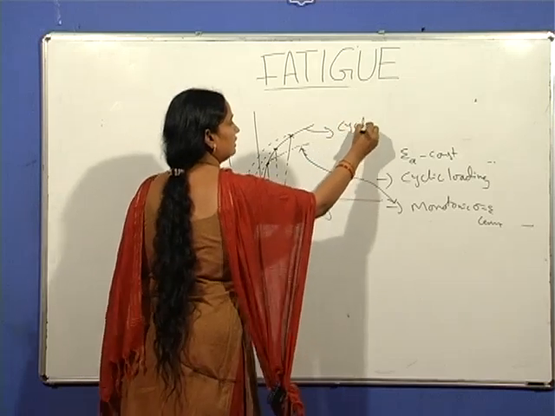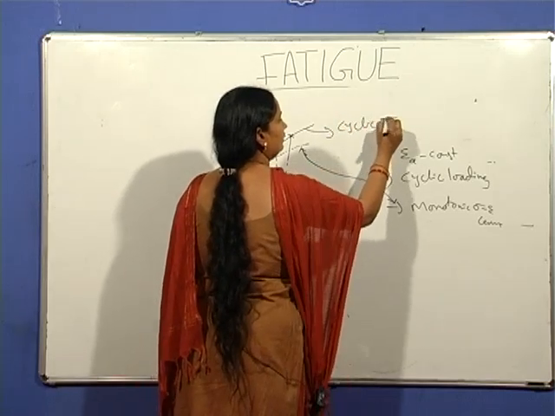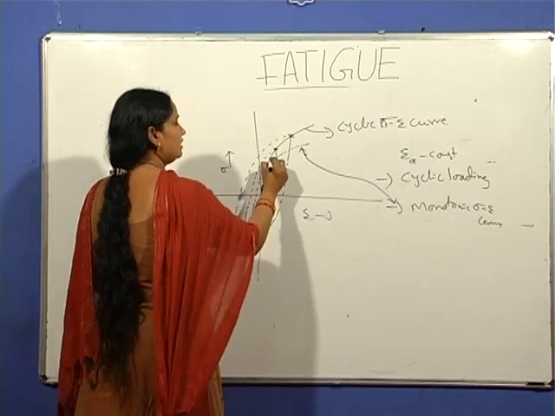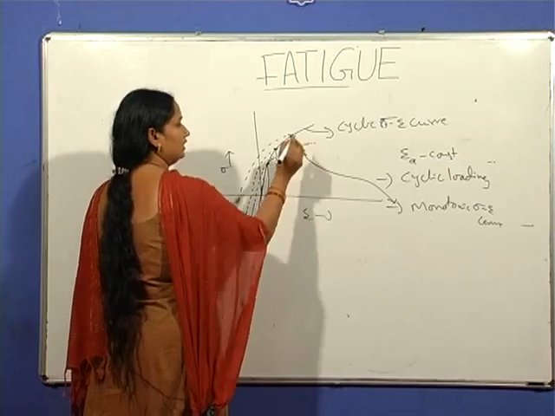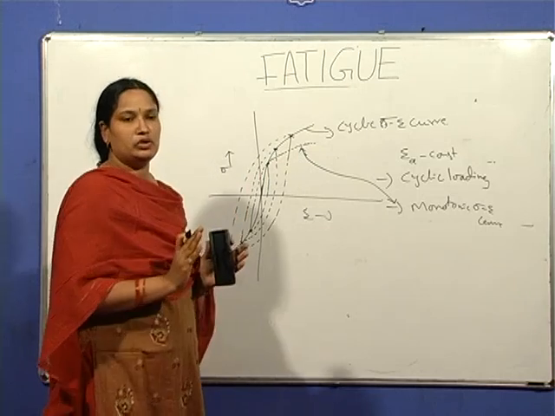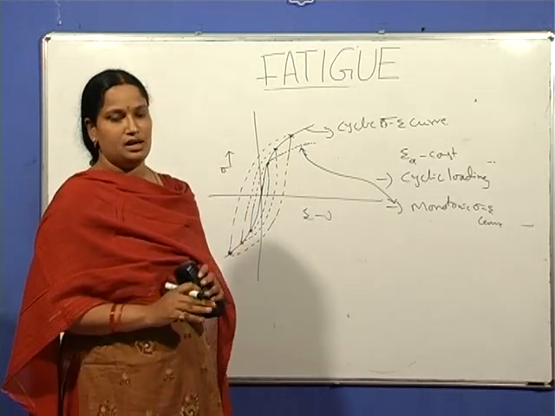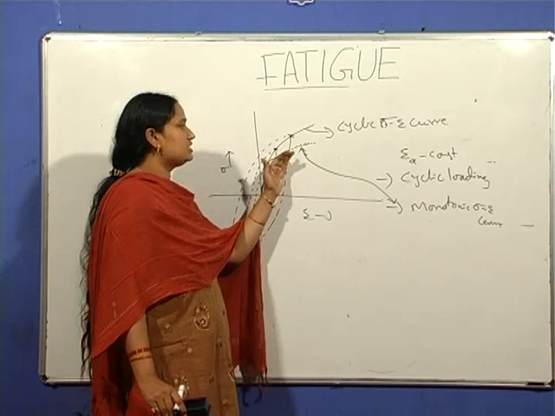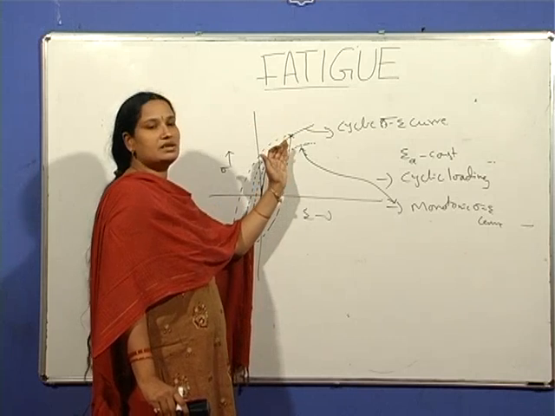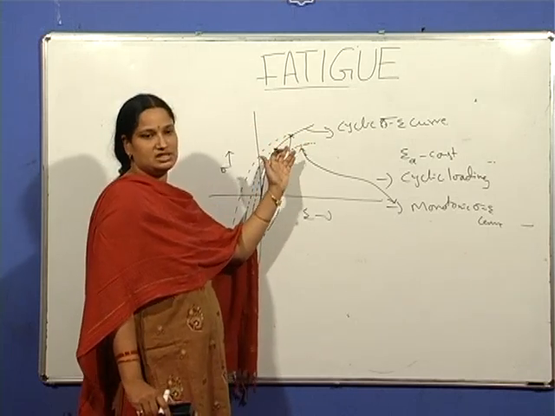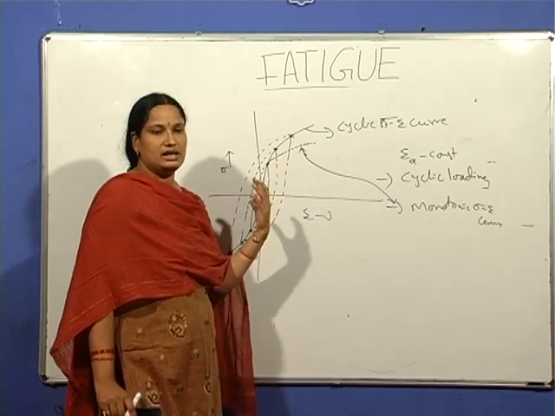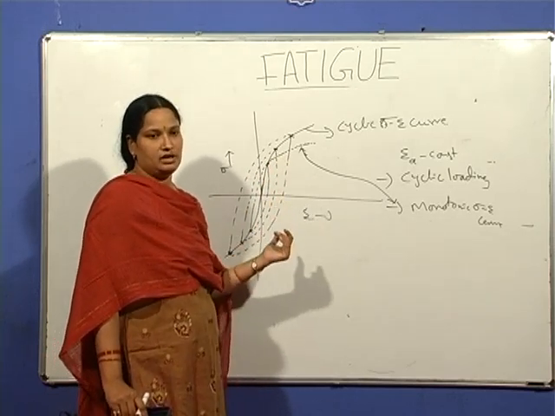This is the cyclic stress strain curve and this is the monotonic stress strain curve. Both the cyclic stress strain curve and the monotonic stress strain curve do not coincide. Either the monotonic stress strain curve lies above the cyclic stress strain curve or it lies below it. It depends upon whether the material undergoes cyclic hardening or cyclic softening.